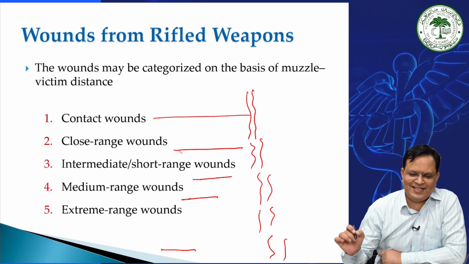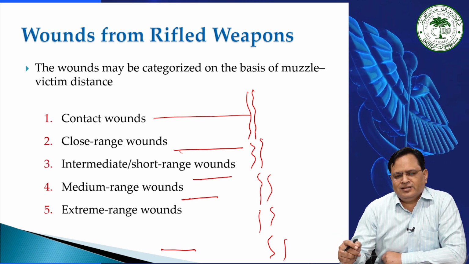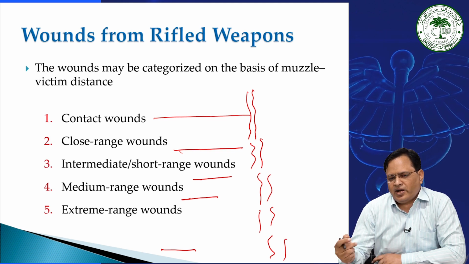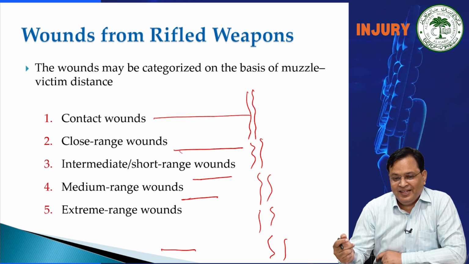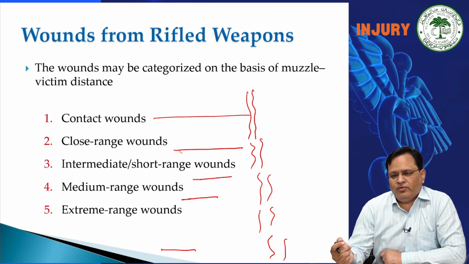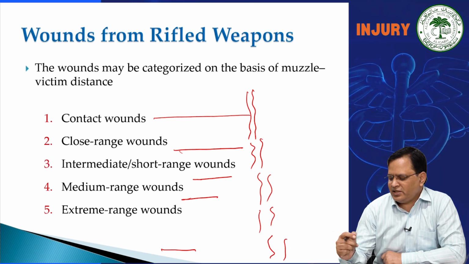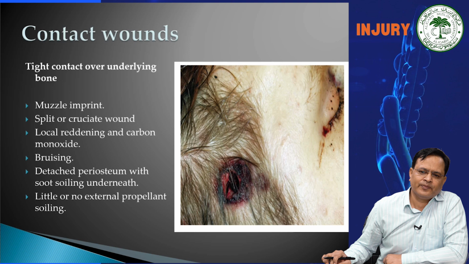So as distance increases, the nature of the wound also varies. Contact wounds have different features. Close range wounds have different features. Intermediate or short range wounds have different features. Medium range may have different features. Extreme range wounds may give a very different picture.